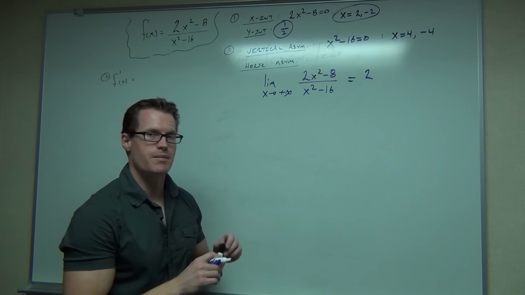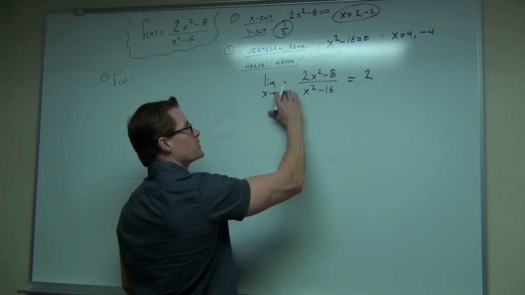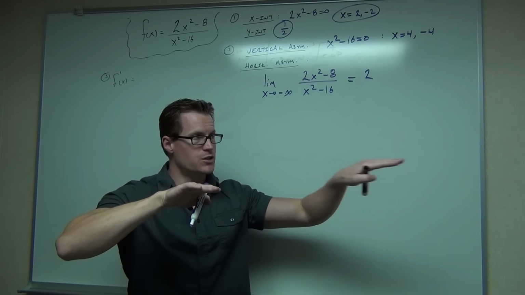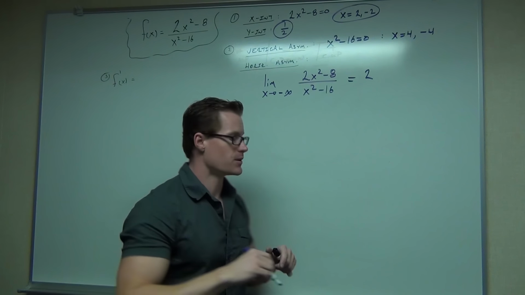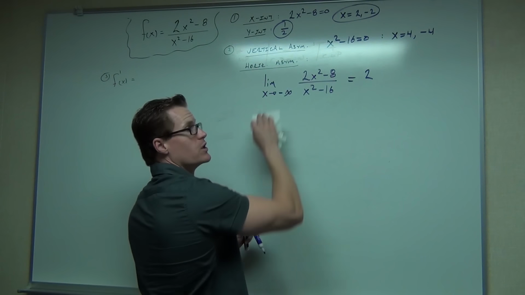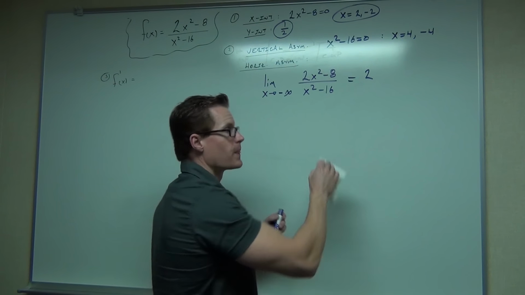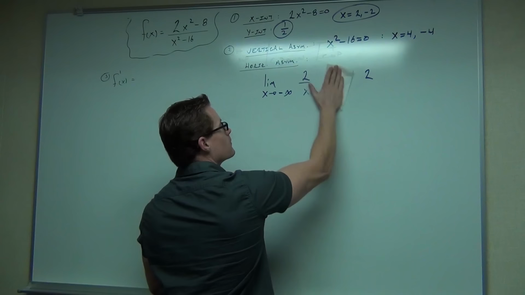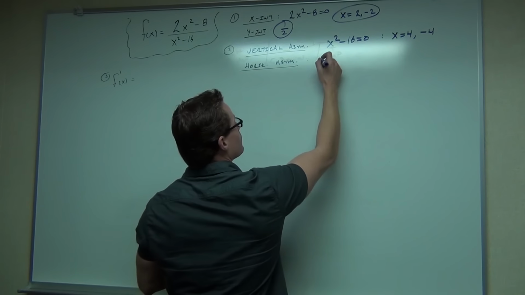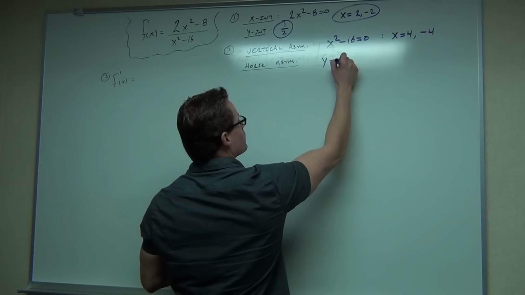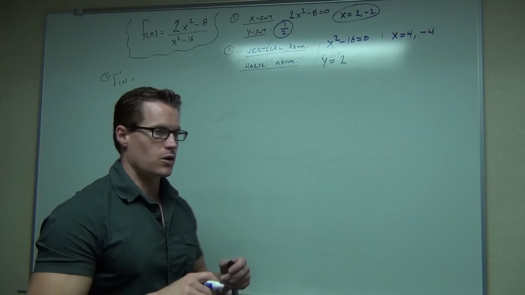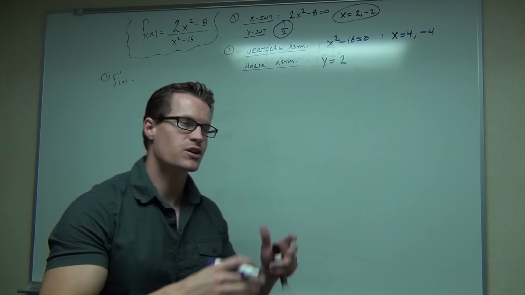Also notice that it doesn't matter if I have negative infinity either. You get the same exact thing. What that means is we have a horizontal asymptote at 2 to the right and 2 to the left. So I'm going to erase this now. We know our horizontal asymptotes are at 2 either way. Y equals 2.